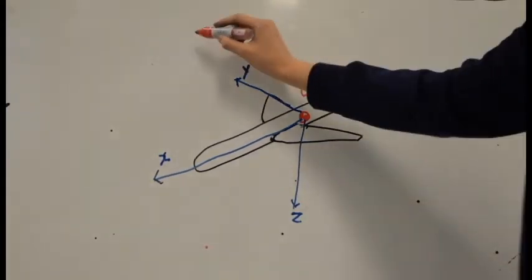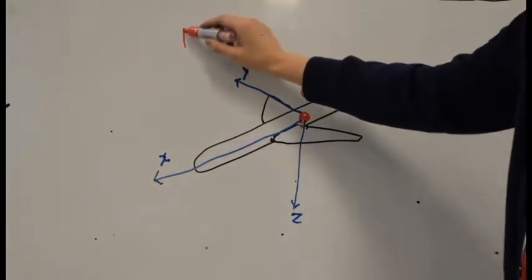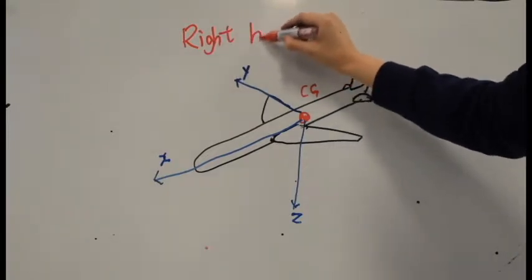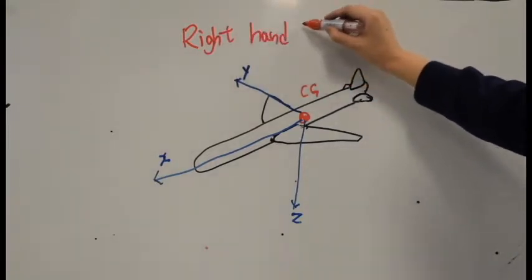And again, by the right-hand rule, the free rotational motion of an aircraft could be defined, and the red arrows indicate the positive rotations of each axis.